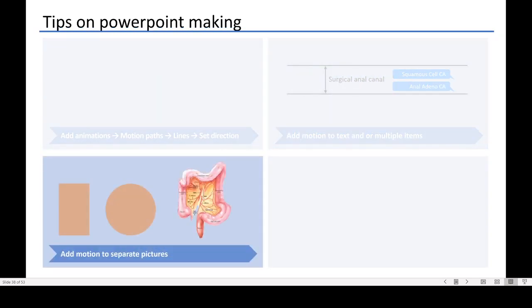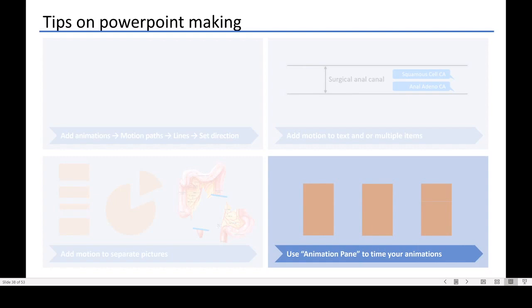And the other thing I'll show you is you can group the pictures together so they look like one picture, and then move them away from each other to give the illusion that I am separating them. So all these pictures look like one piece, but they're actually two separate pieces of picture, and I put them together to make it look like they are one complete picture, and then I just set motion path so that they move away when I click the mouse.